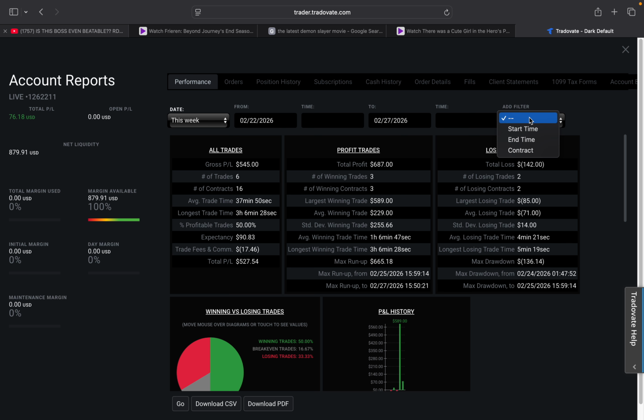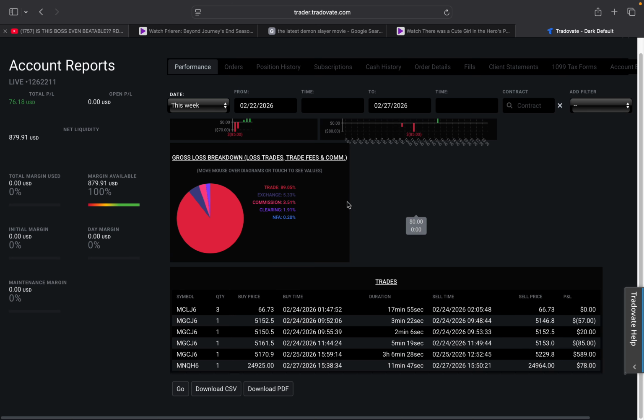It says add filter. Let's see if we can see the contracts. Doesn't show. But yeah. So, I did try to trade oil this week. I'm never gonna try that again. I traded gold 1, 2, 3, 4 times, and MNQ 1 time. So today was most likely my MNQ trade. But overall, man, it's been a pretty good week, man.